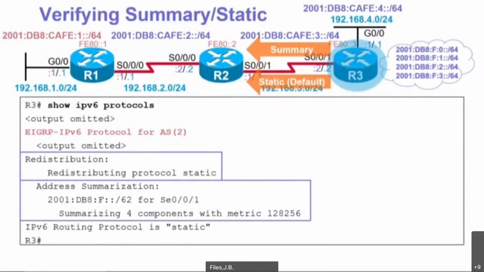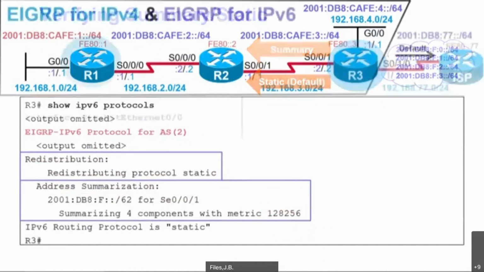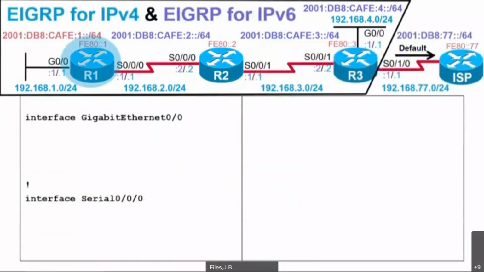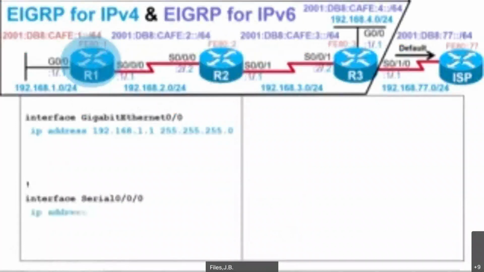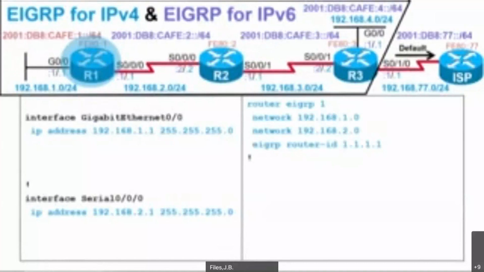Okay. And remember, the metric for that summarized route is going to be the lowest metric, or the best metric, of any one of those. We look at the metrics for each one of those, and the best one is the one that we're going to use. Okay. So let's see a summary of what we've got so far. In R1, we've got an IPv4 address on the two interfaces. Okay. We've got EIGRP for IPv4 configured, right? Router, network, router ID. Okay.